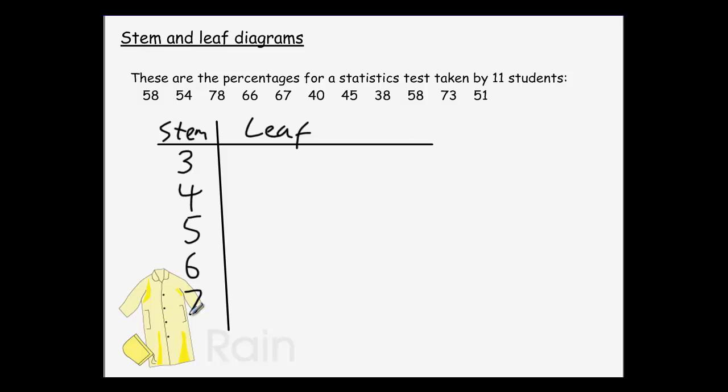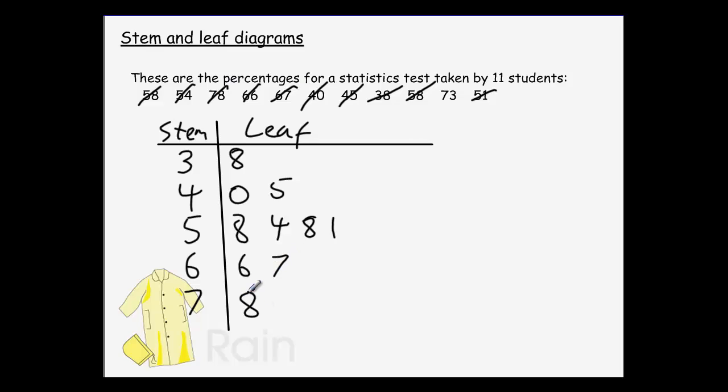Okay, so let's do this now. So we start with 3, so we got 38. We have 4, so going left to right we have 40, 45, and that's it. Looking at the 50s, we have 58, we have 54, we have 58 again, and we have 51. Then the 6s, 66, and 67. 70s, 78, and 73. Right, at the moment, all the data is in any old order in the leaves.